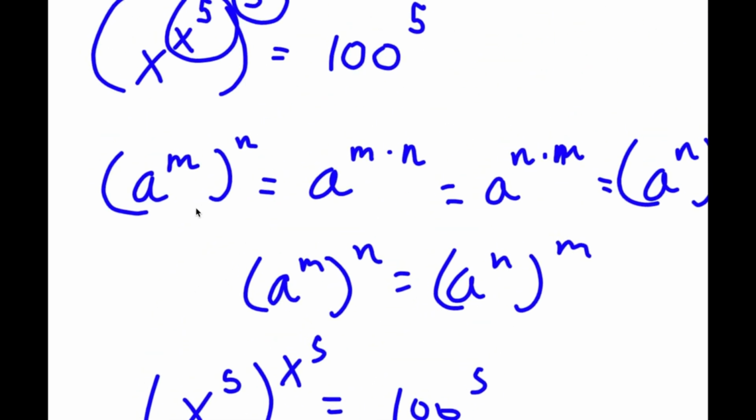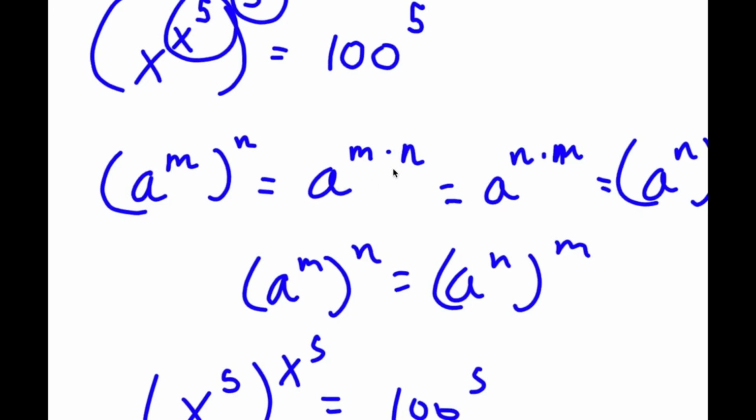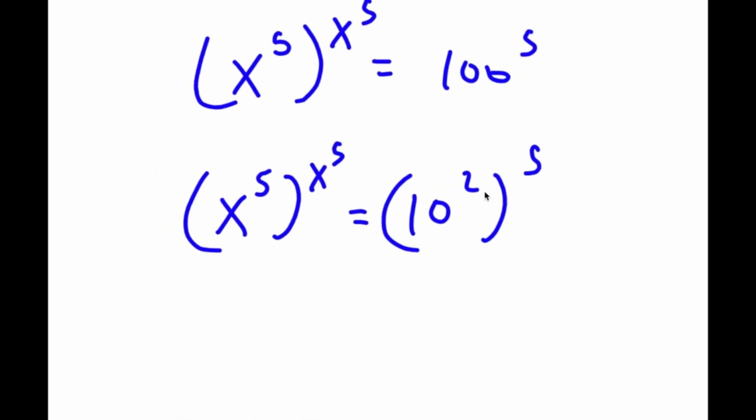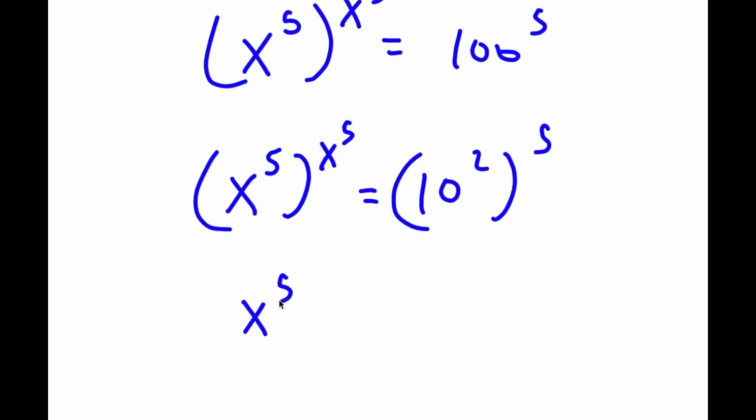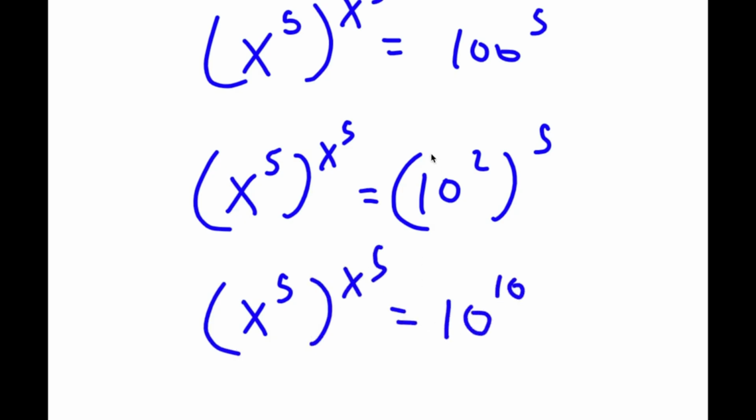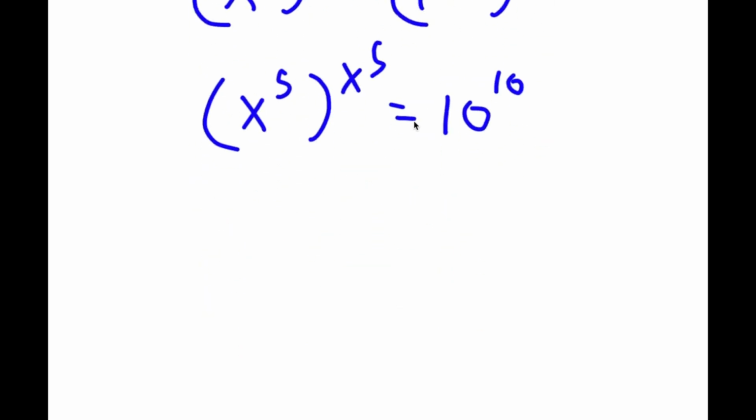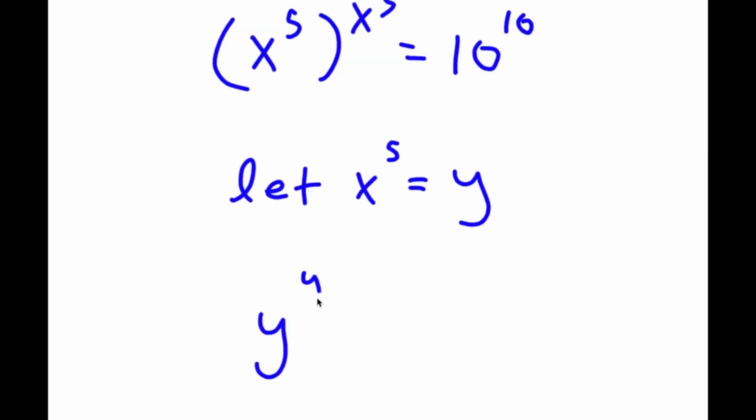Now remember, if I have something in the form a to the power of m to the power of n, this is equal to a to the power of m times n. So 10 to the power of 2 to the power of 5 is going to equal 10 to the power of 2 times 5, which is 10 to the power of 10. So I have x to the power of 5 to the power of x to the power of 5 is equal to 10 to the power of 10. Now, I'm going to let x to the power of 5 equal the variable y. So now, if I change the places of x to the power of 5 and y, I get y to the power of y is equal to 10 to the power of 10.